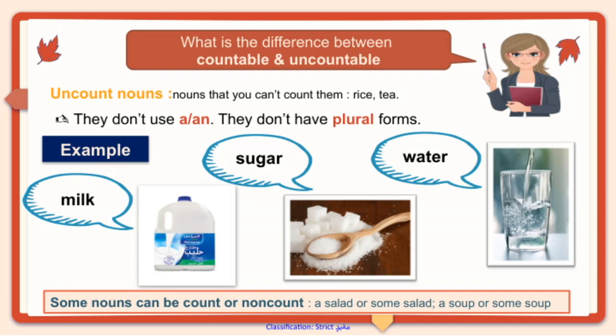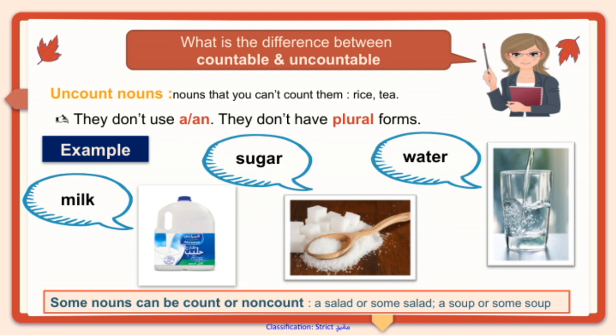Today, I want to talk about some important points regarding nouns. First, notice that they don't use a or an with these nouns, and they don't have plural forms. This means that words like water, sugar, and milk are uncountable, or non-count nouns. Some nouns, however, can be used as either count or non-count, depending on the context. For example, you can say a salad or some salad, and a soup or some soup. It all depends on whether you're talking about a specific item or an indefinite amount.